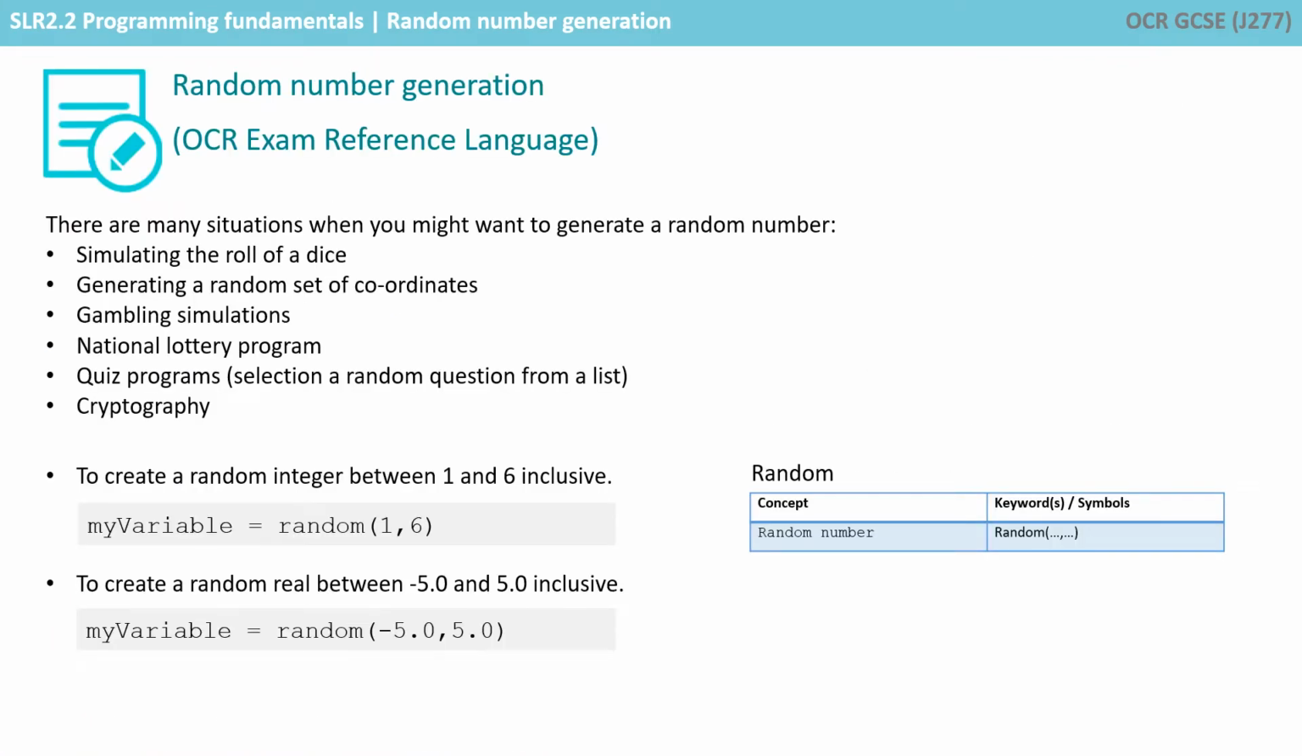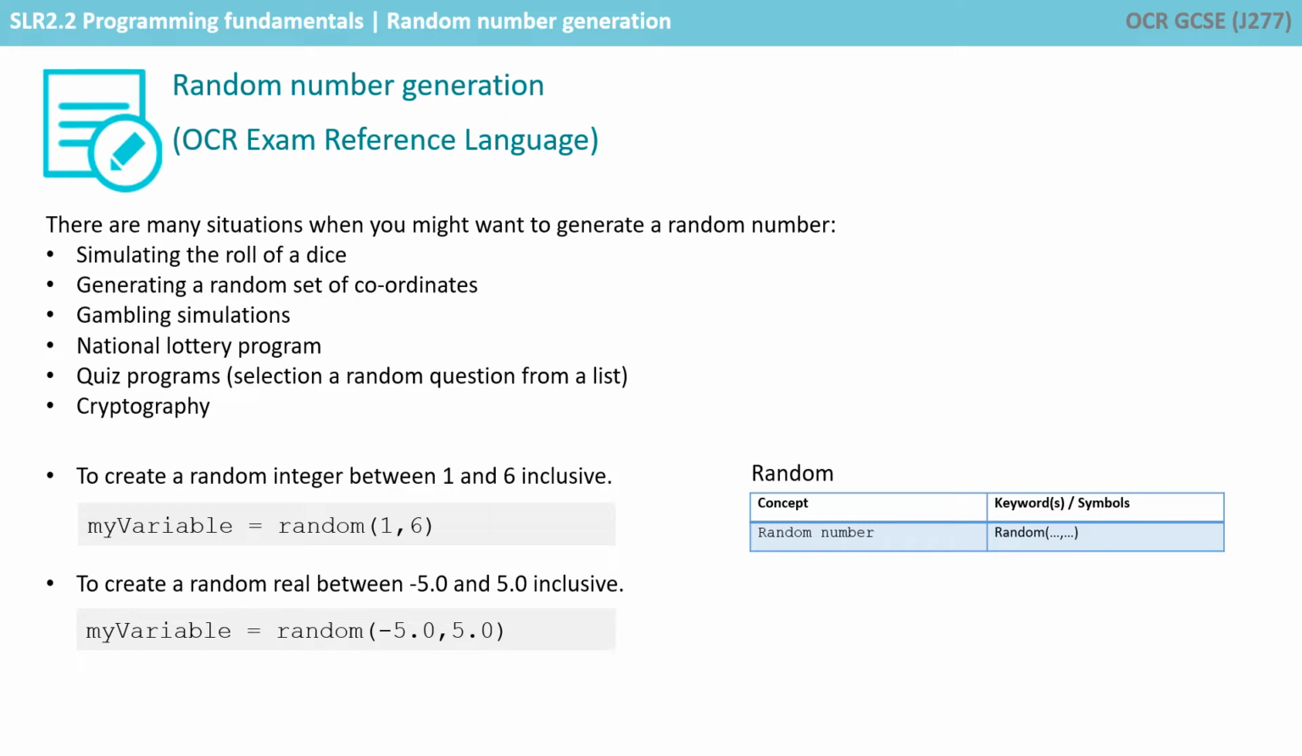So let's just recap. There are many situations when you might want to generate a random number in a computer program, and a few examples are just shown here on the screen. At the bottom of the screen, we've shown you how random number generation will be presented to you in the exam when they use the OCR exam reference language. They simply use the function random followed by brackets and 2 parameters, where you supply the lowest number that should be generated and the highest number that should be generated.